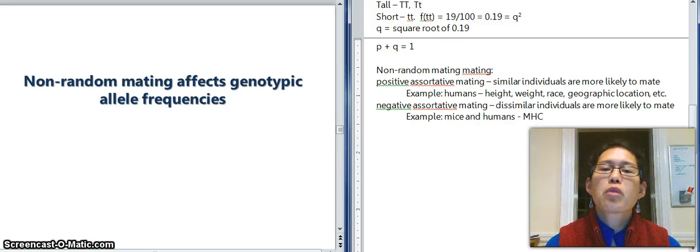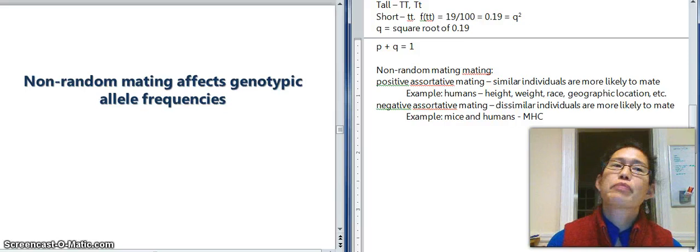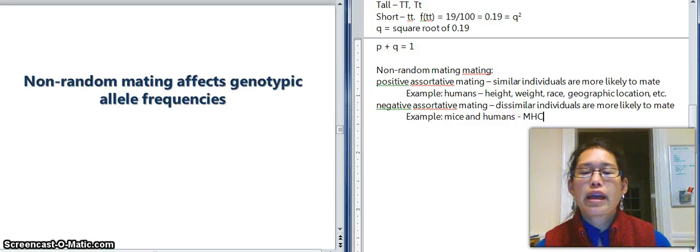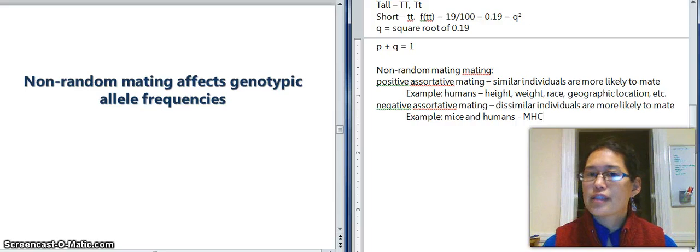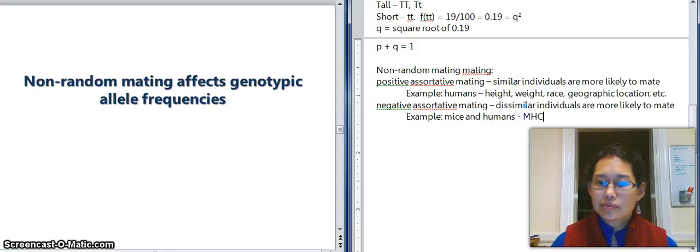So women were more likely to rate a t-shirt worn by a man who had a dissimilar MHC genotype than hers. And if you think about why this would happen, MHC is a locus where it's beneficial to have a lot of variation, and it's beneficial to be diverse, because then you have greater flexibility in dealing with different antigens. So that's the evolutionary just-so story for that result. One example of negative assortative mating.